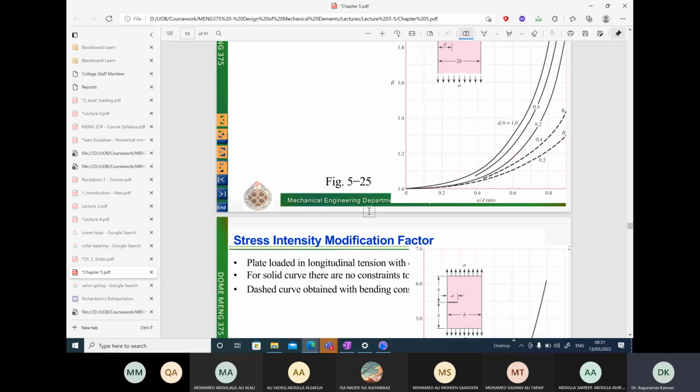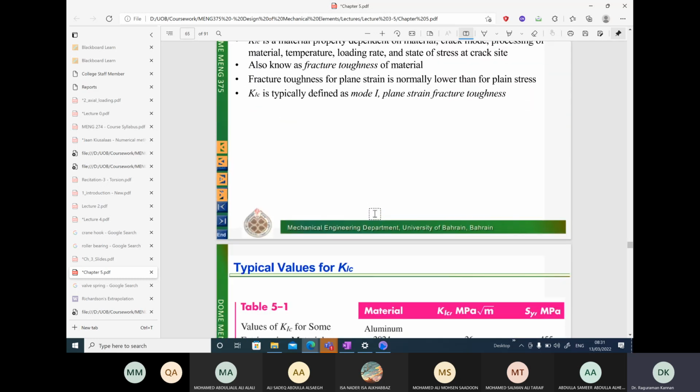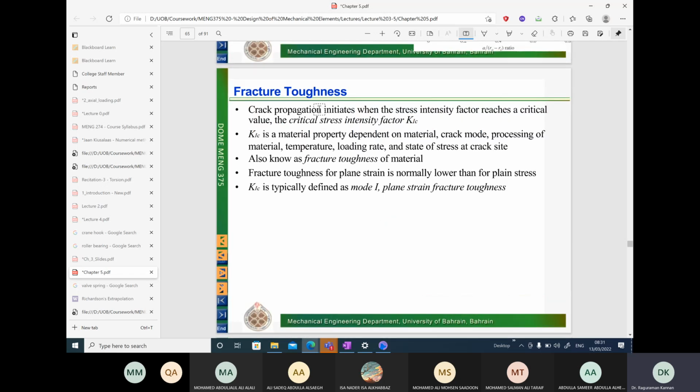Before we go there, let me go a few slides forward and see the definition called fracture toughness. Here we have a material property which is defined as the critical stress intensity factor, KIC. The I here again denotes mode 1 fracture, so this particular material property can be used only with mode 1 fracture.